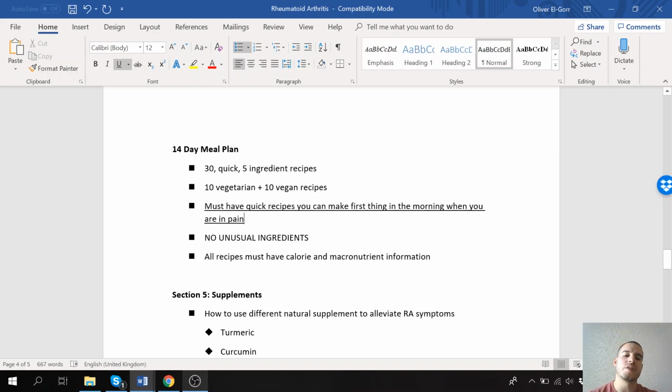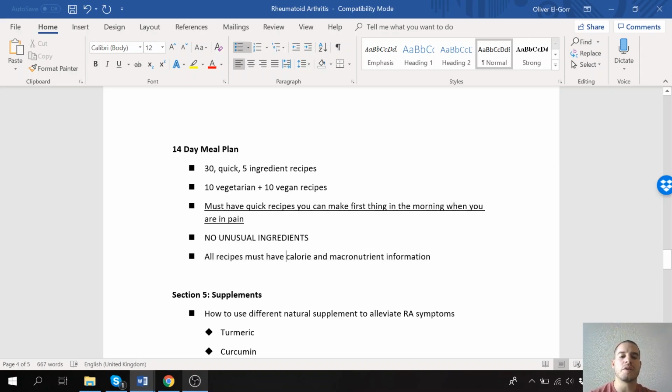Another thing I found out in the research phase, people hate unusual ingredients that they can't find. So I specified no unusual ingredients in any of the recipes. And all recipes must have calorie and macronutrient information. If you've ever released a diet book or a cookbook, you will see 1-star reviews on other books are usually because the calorie information was incorrect, or the macronutrient information was incorrect. So I specified that this book had to have that.